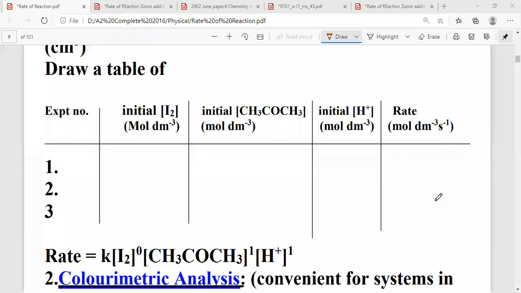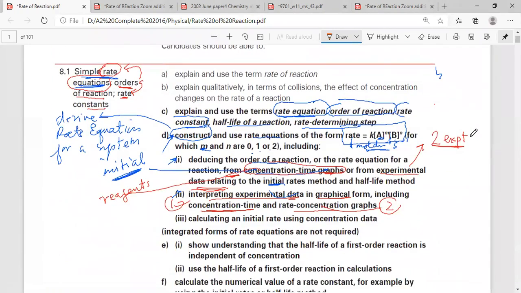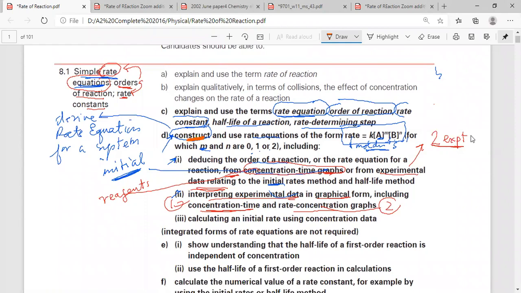Hi guys, today we're going to continue with the rate of reaction, and we're going to discover more of how to determine the order of reaction to write the rate law or the rate equation. Now look here on the syllabus, it's very important that you understand this part. It says here, construct rate equations. We are still on rate equations, right?